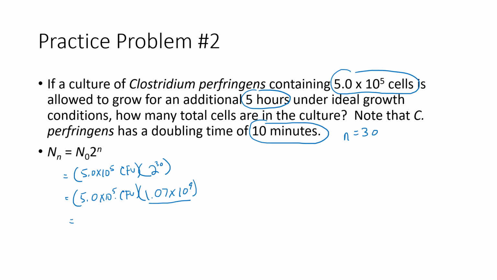So 5 times 1.07 is 5.35. And then this is 10 to the 5th, this is 10 to the 9th, so this would be times 10 to the 14th. And this would be cells, or we could just write CFUs. So the answer is, after a culture that starts with 5 times 10 to the 5th cells, after 5 hours, the total number of cells in the culture would be 5.35 times 10 to the 14th cells, or CFUs.